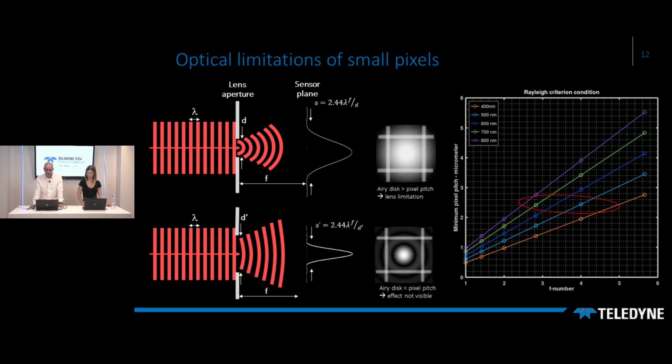The figure on the right shows the minimum pixel pitch versus the f number for different wavelengths, based on the Rayleigh criterion, where the pixel matches the diameter of the Airy disk. For example, depending on the wavelength, a pixel of 2.5 micron will best perform in the minimum aperture range of f/2.5 to f/5.6.